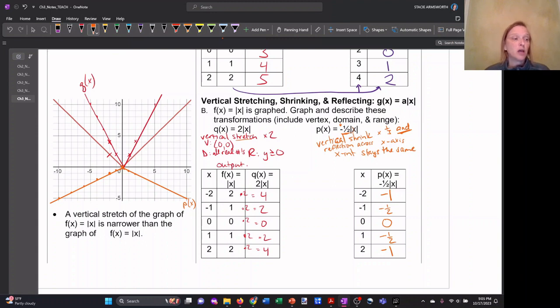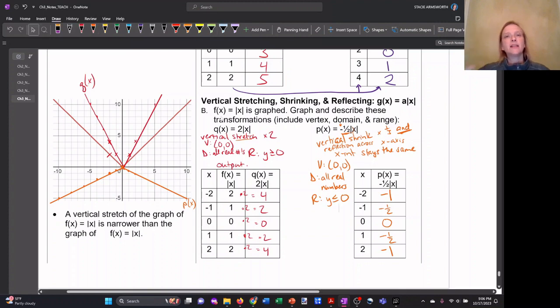And now we can work on describing this function. The vertex is still at 0, 0. Our domain is still all real numbers. But our range this time, instead of y always being greater than or equal to 0, y is going to be less than or equal to 0. All right. That takes care of vertical stretching and shrinking and reflecting.